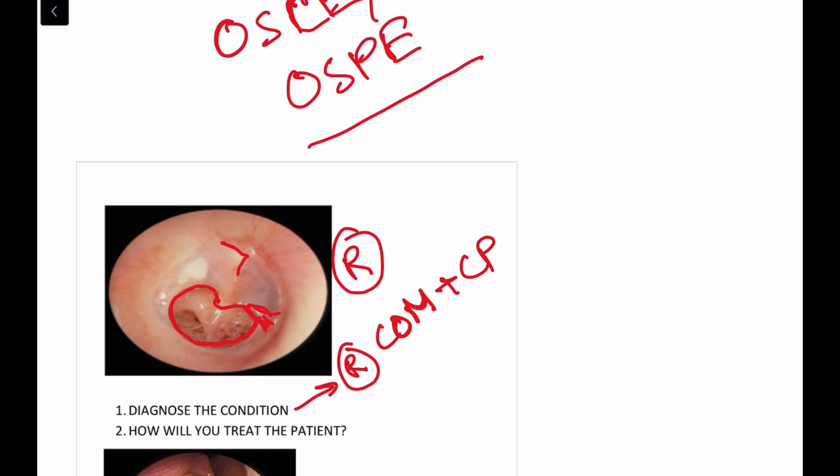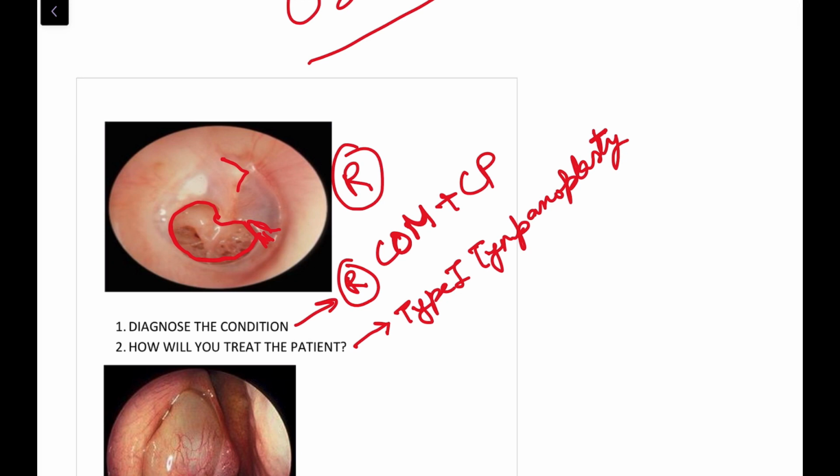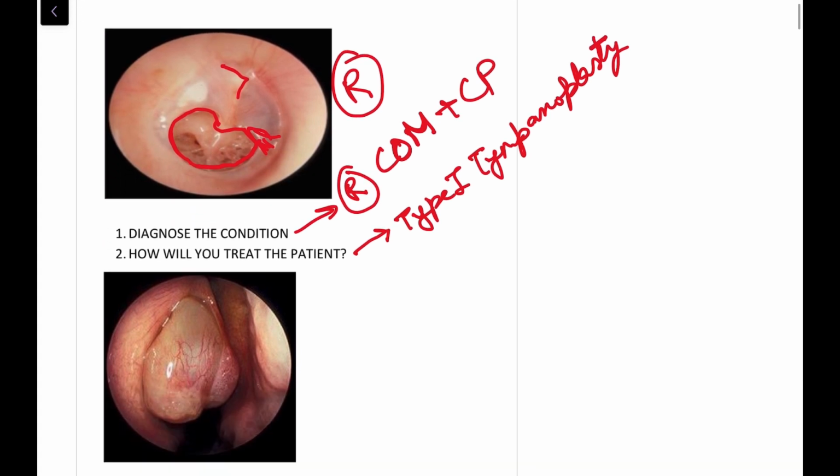So you need not go into details about the medical treatment and the surgical treatment. You will directly answer this question as a type 1 tympanoplasty. So your answers of OSCE questions will be absolutely to the point. And you may be asked cross questions about chronic otitis media, about tympanoplasty. Please go through my other videos on chronic otitis media and tympanoplasties to give better answers to those cross questions.